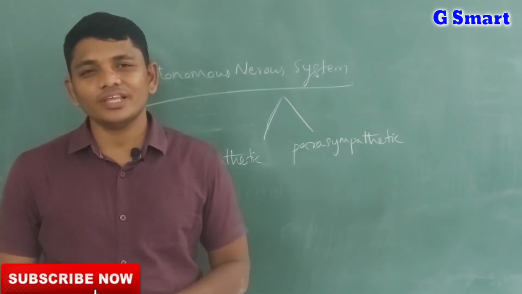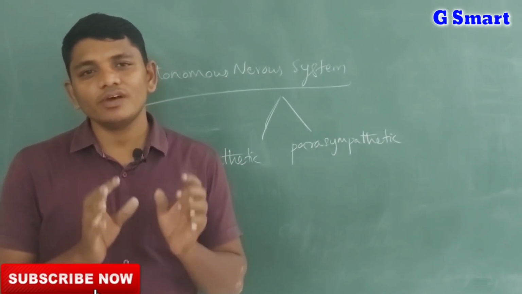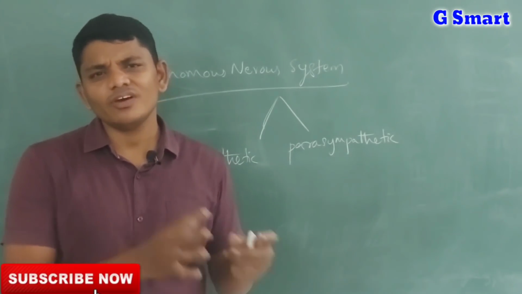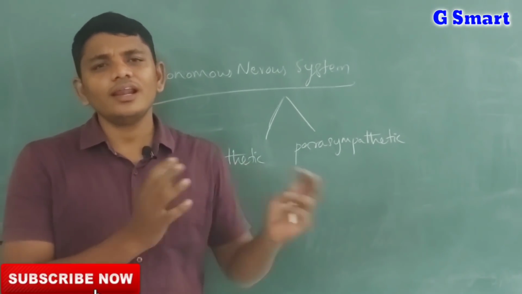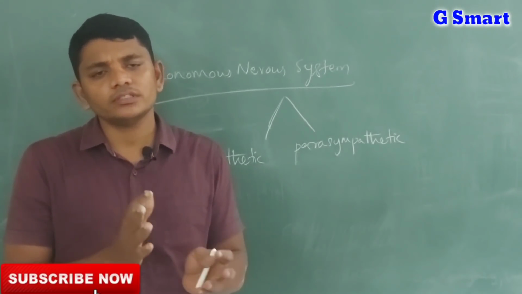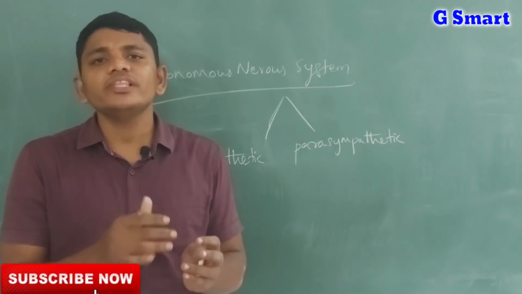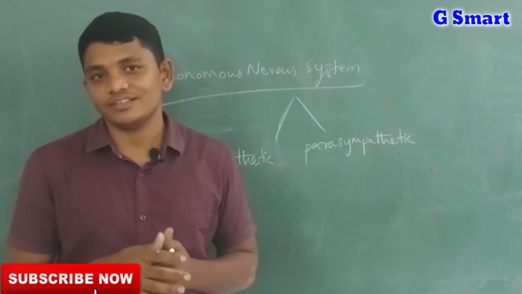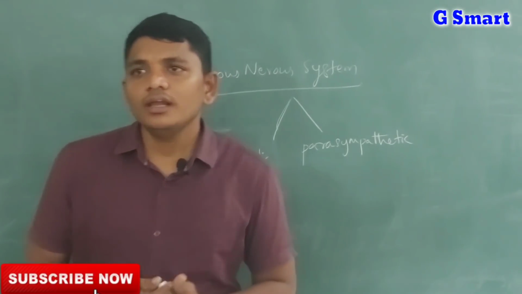Simply remember one thing: the autonomous nervous system is involved in involuntary actions. Involuntary actions are nothing but actions happening without our involvement. They are doing their function without our consciousness. Is it clear?